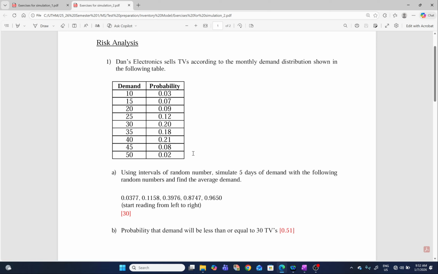Dan's Electronic sells TVs according to monthly demand distribution shown in the... So there's a correction here, this is not monthly demand, this is daily demand.